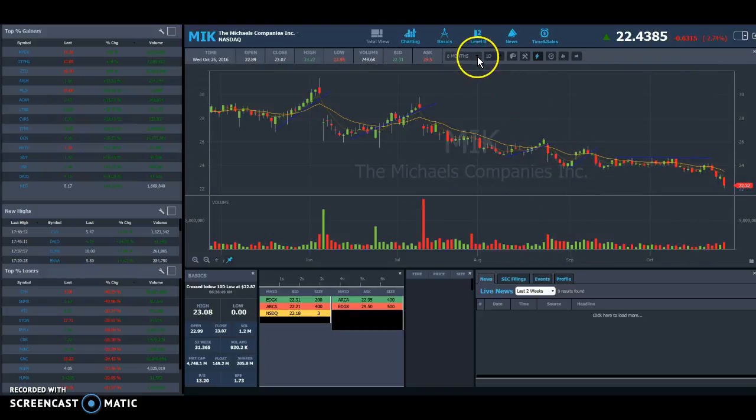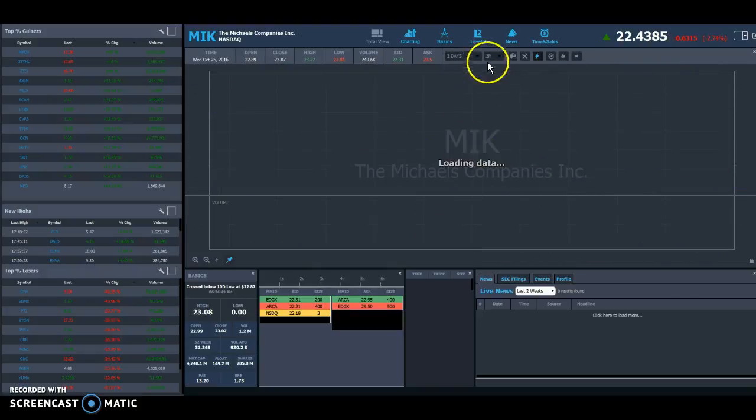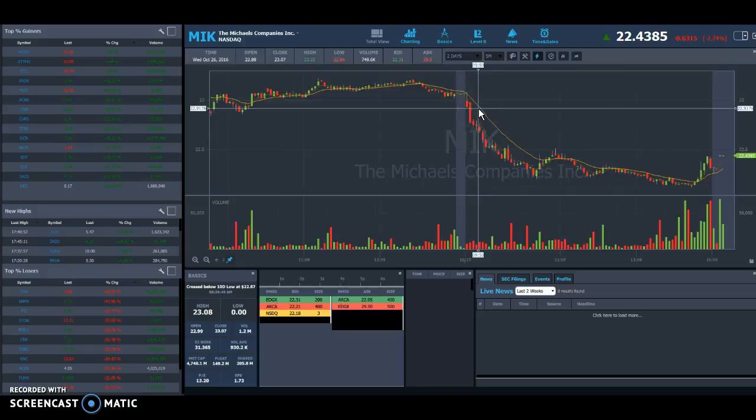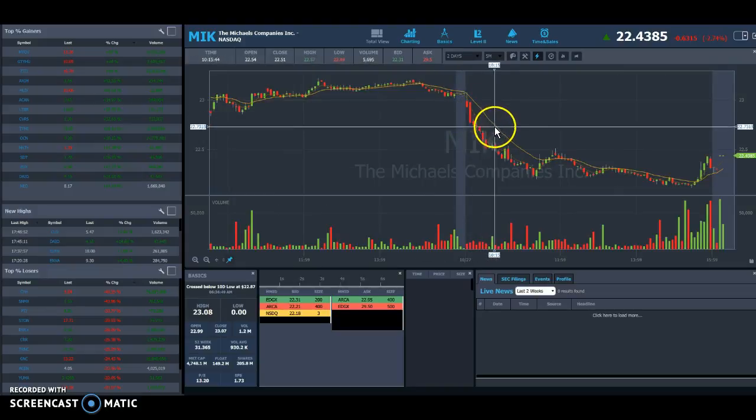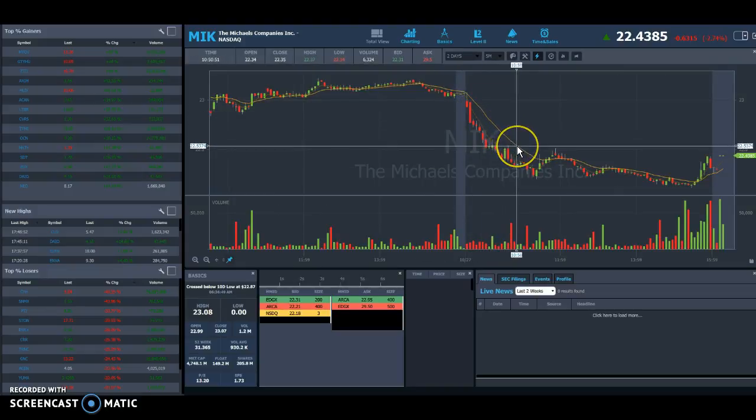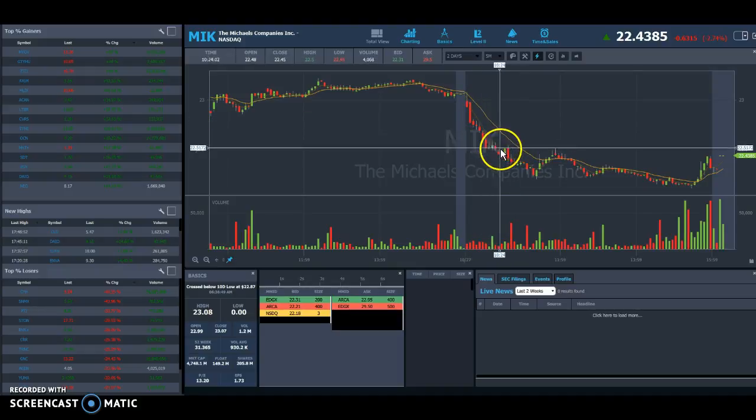But let's look at what happened today. Let's go to the 2-day chart, 5-minute time period. And on this chart, I've got the 15-period exponential moving average, and the 5-period EMA.